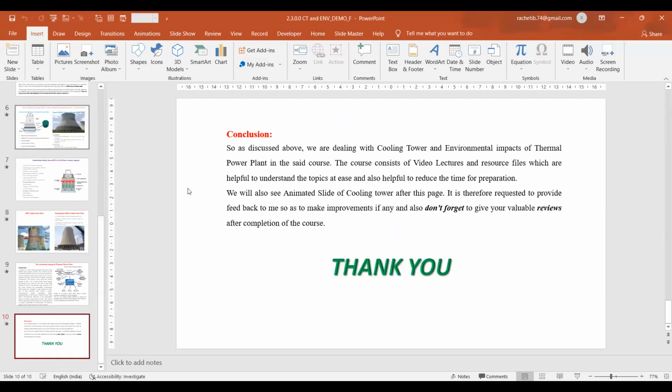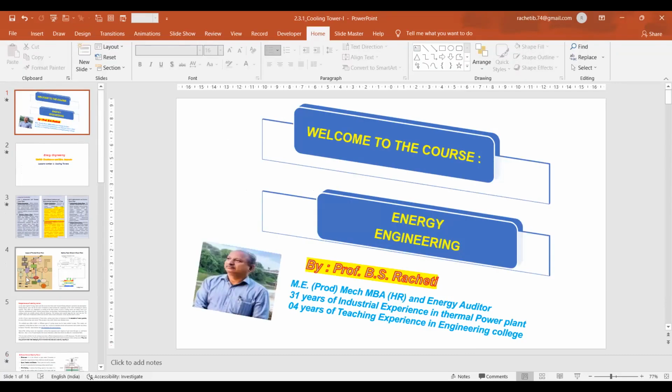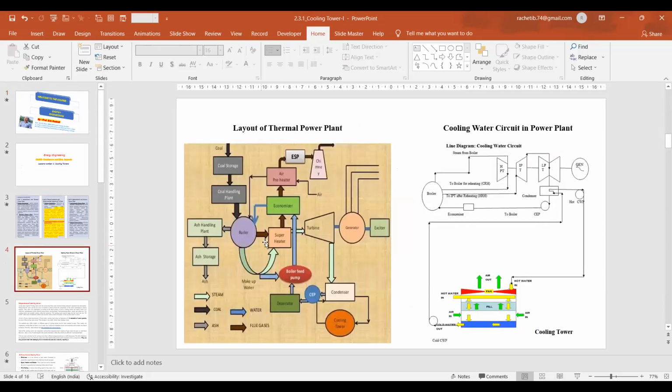And we concluded, I have given the brief about the cooling tower and environmental impact topics we are going to discuss in detail in the following classes. So let us start today with this cooling tower.